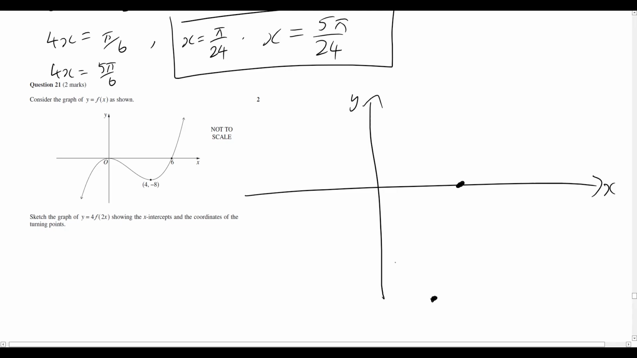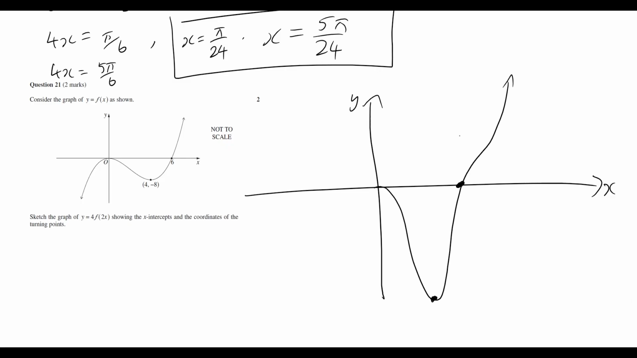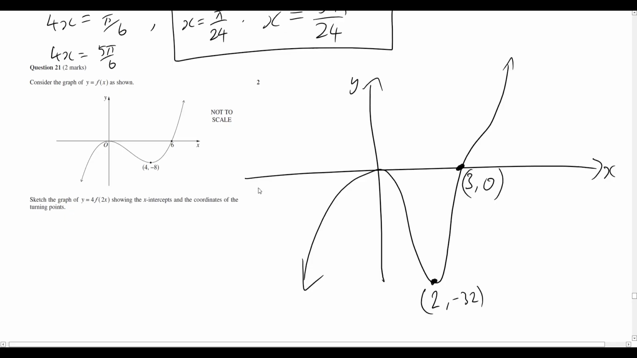Okay, and so now all we need to do is simply connect these 2 points and continue the graph as it was. And there we are. So let's quickly write in those coordinates as well. So it's going to be 2, negative 32, and 3, 0. And there we are. So that's question 21.